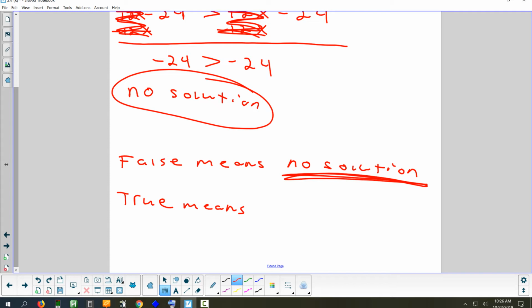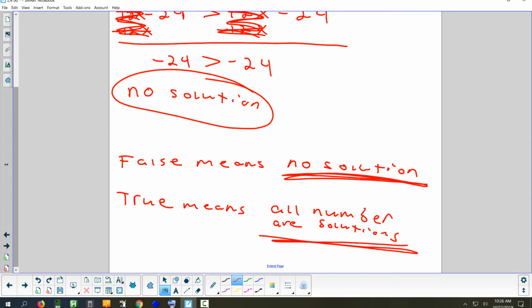Anyone else take a guess at it? Infinite, right? We said all numbers. True means all numbers are solutions. So you never want to write false or true, right? In a case like this, you write no solution or all numbers.